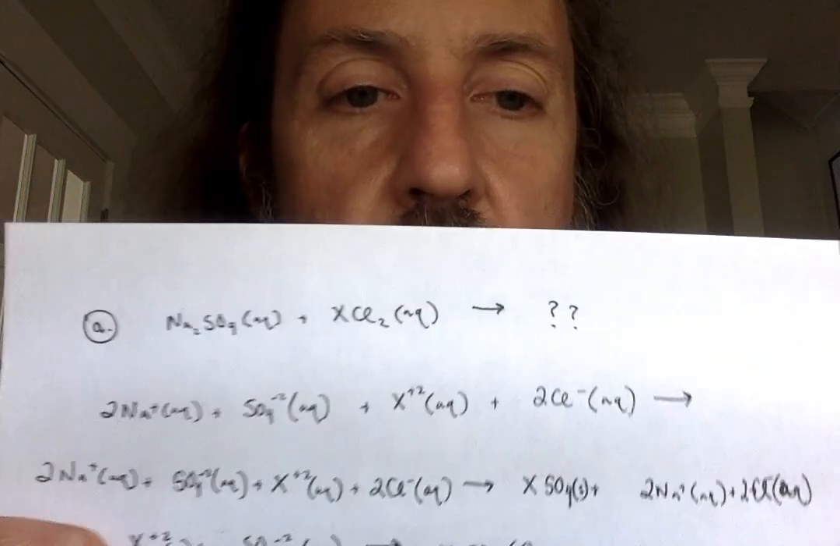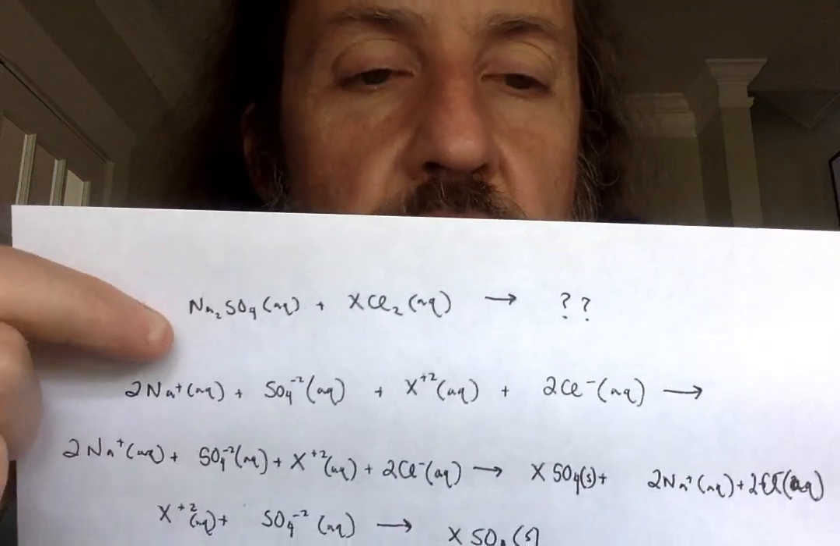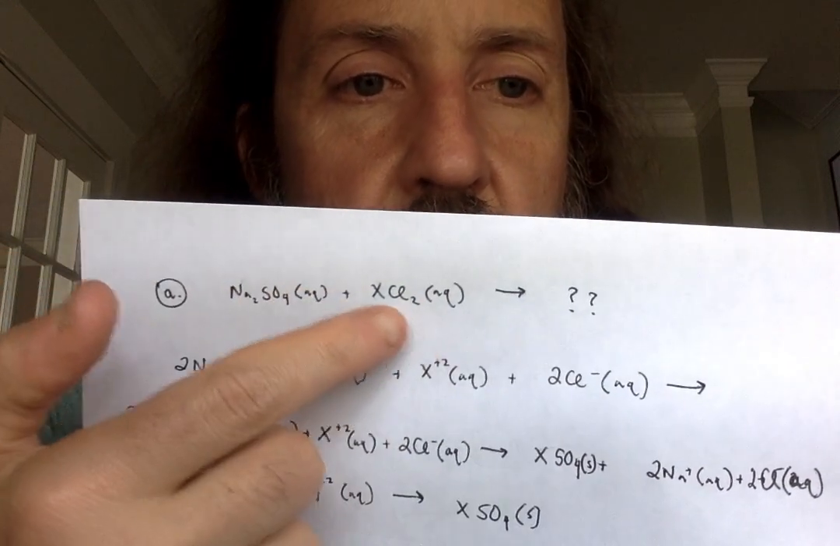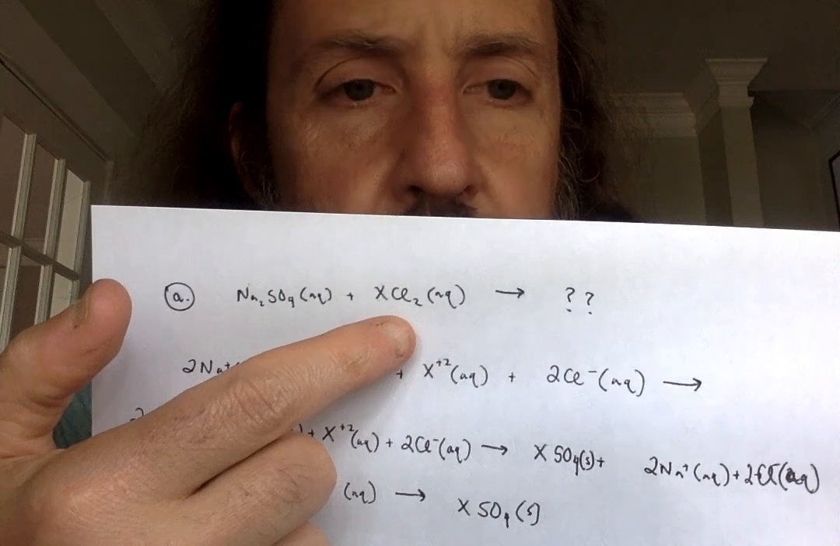So I'm going to go A through F here and just sort of jump down. Write a balanced net ionic chemical equation using X for the unknown. And that's pretty easy to do. So there's my Na2SO4 and then XCl2.